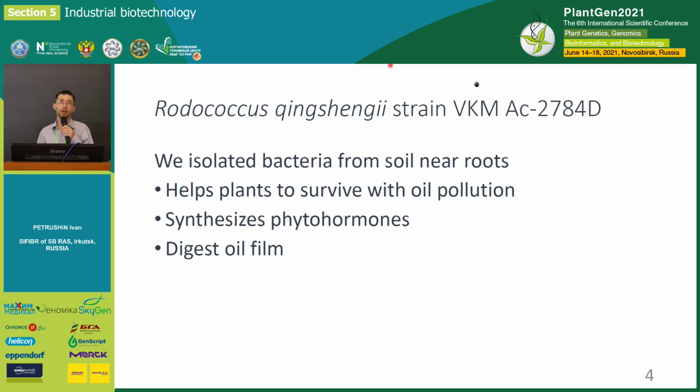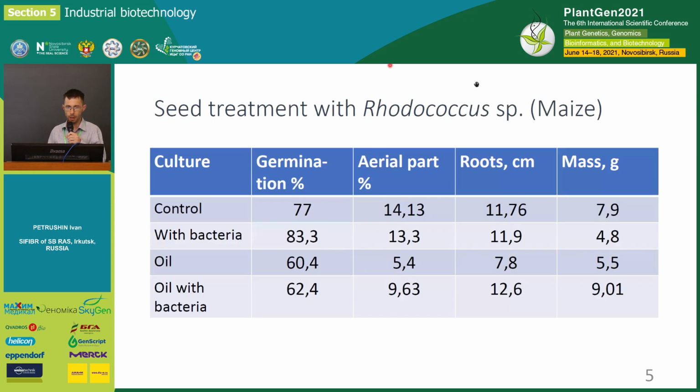We isolated a strain of the Rhodococcus genus from oil-polluted soil near Irkutsk, and this strain can help plants to survive oil pollution. It synthesizes some phytohormones and digests the oil film from the roots. We conducted some experiments with some species of plants.